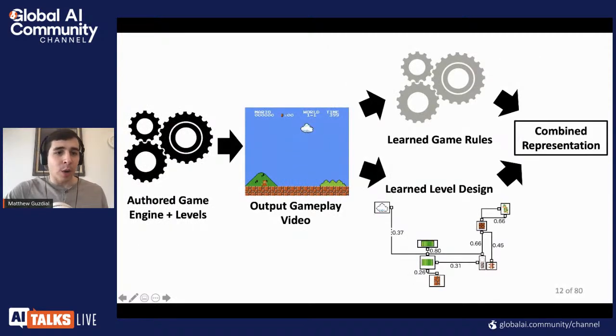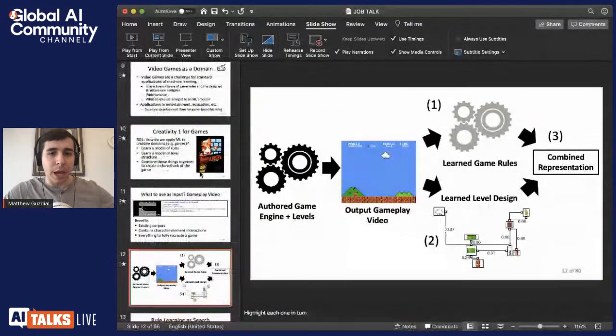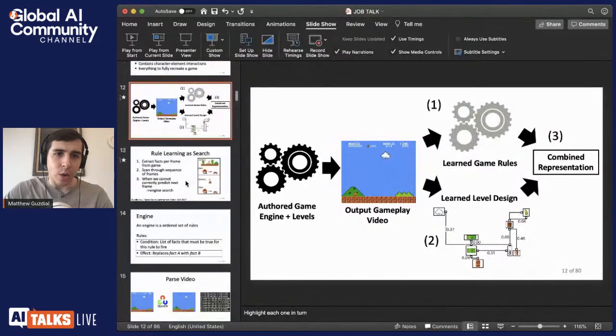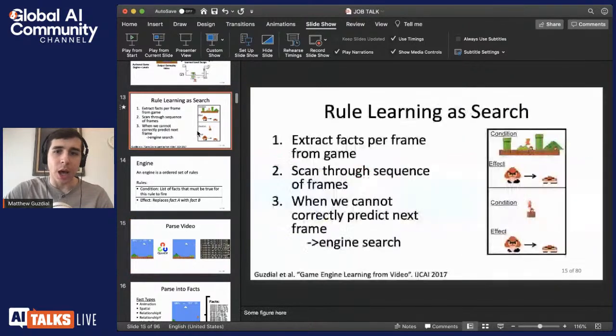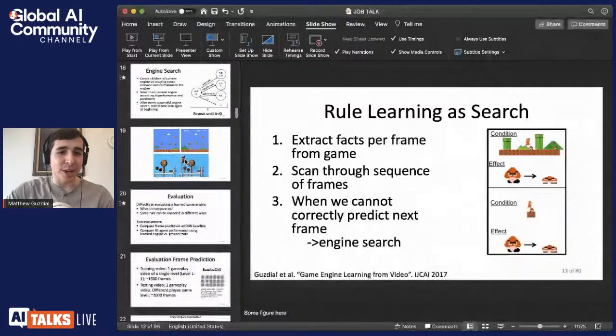So what I ended up doing for this work, this is all existing prior published work, is we took gameplay video as input, we separately learned game rules and game level design, and then we had a combined representation at the end. I'm going to jump ahead a little bit here. For rule learning, this was based on a paper out of IJCAI in 2017, Game Engine Learning from Video, where we're basically restructuring this problem by re-representing the raw pixels as a symbolic, facts-based representation. And then we are learning literal if-then rules via a standard search optimization problem. And that's leading to some pretty interesting output.